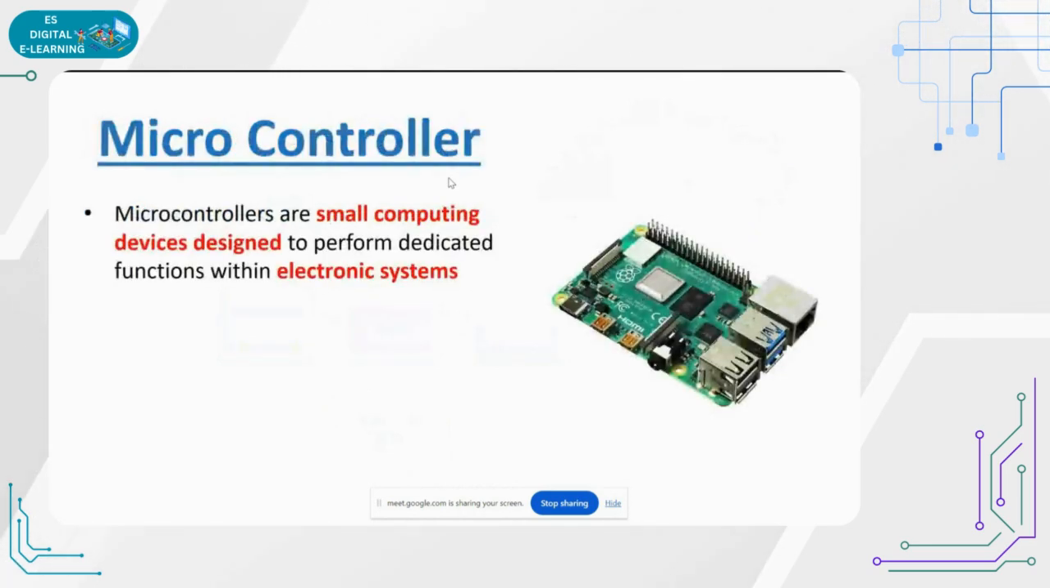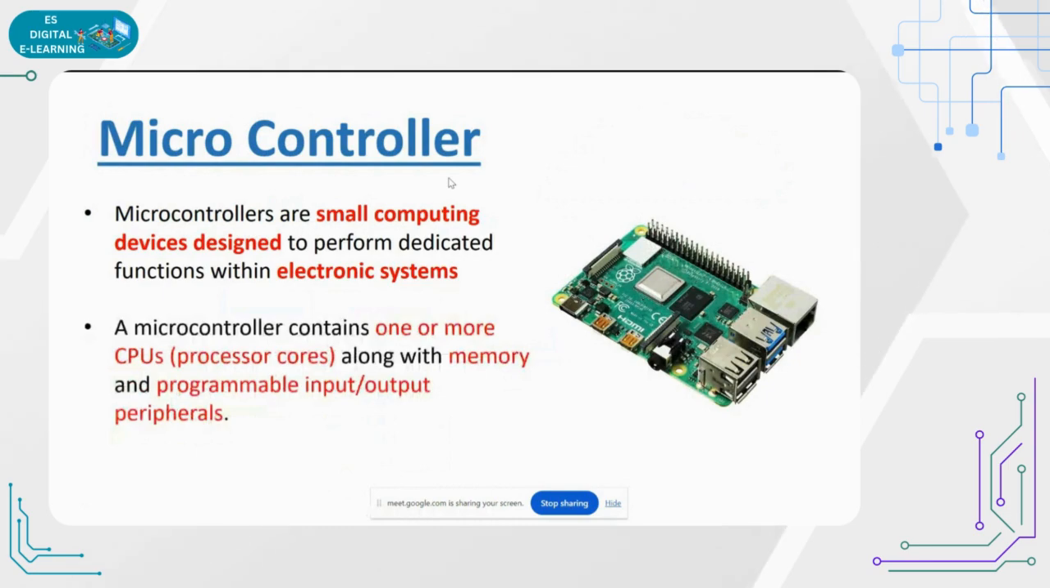What is a microcontroller? Microcontrollers are small computing devices where we are able to perform specific functions with the help of the devices. Okay, and it contains the processor, because in some of the microcontrollers we can keep one processor, in some we can keep 2 or 3 processors. Okay, so depending upon the application, we integrate the number of processors. Here the processor is the CPU, the central processing unit, where it will process the data.